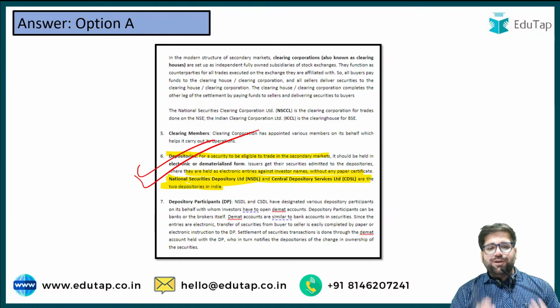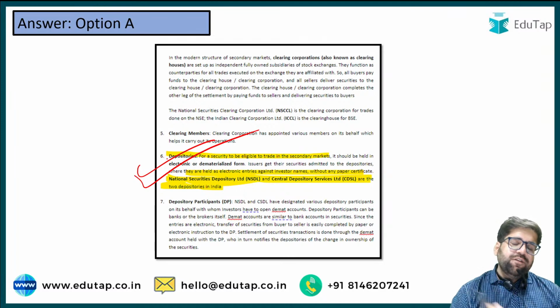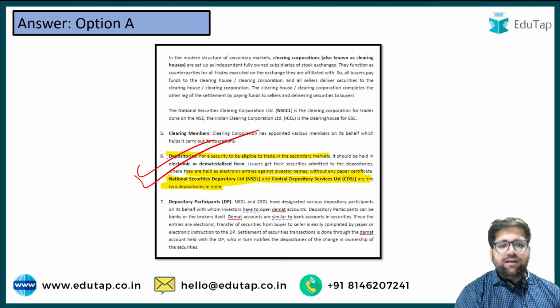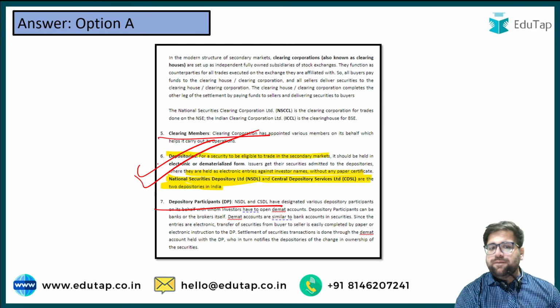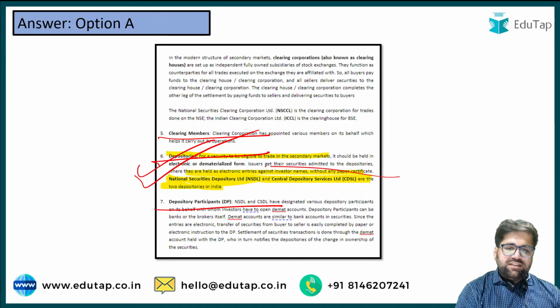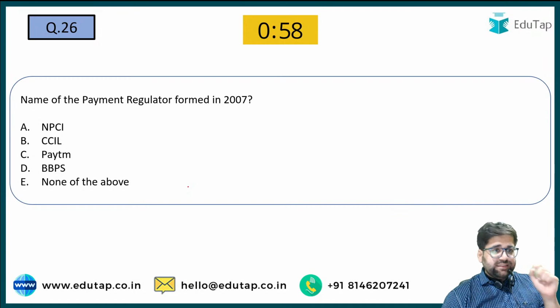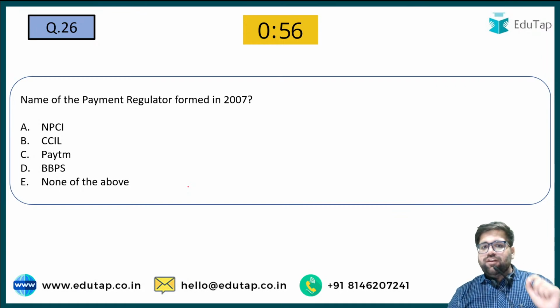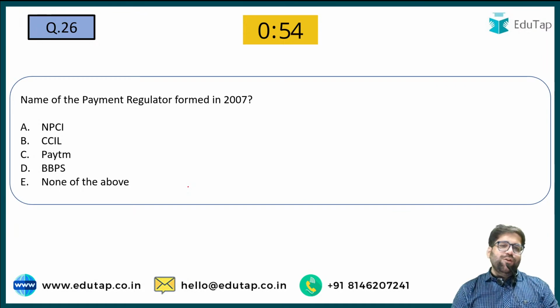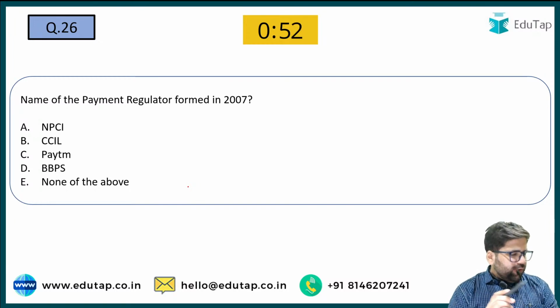You can just read this particular question, where we have defined different participants of the stock market, like who are clearing members, who are depository participants, who are depositories, and this is the question they have asked you. Question number 26. Name the payment regulator formed in 2007. Now I think you will be able to answer that question.